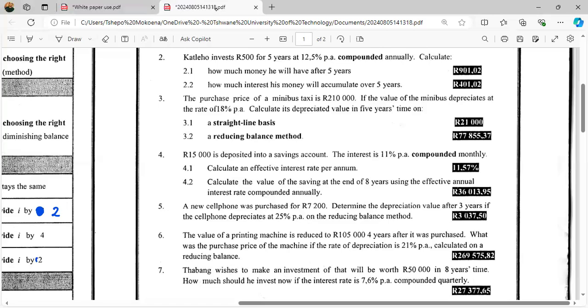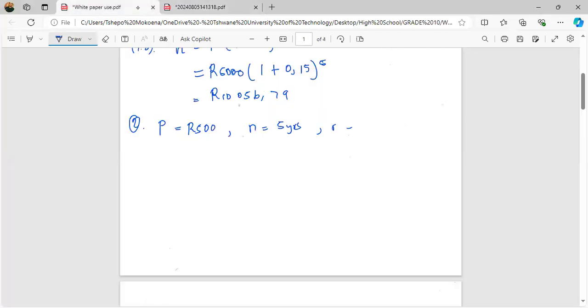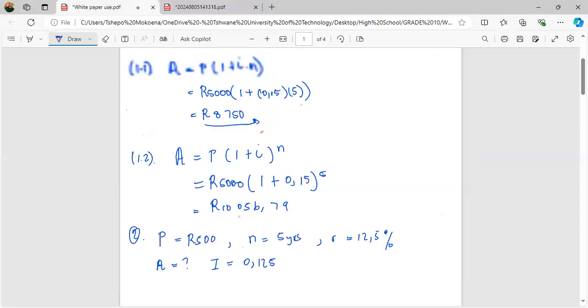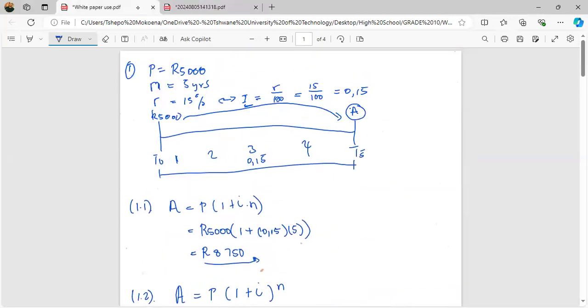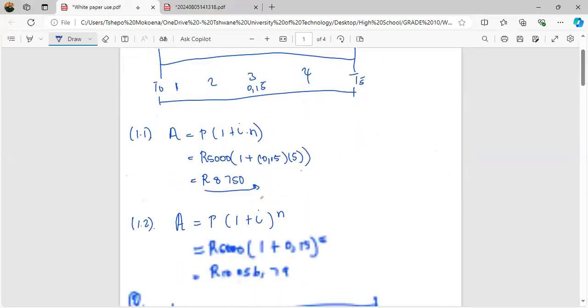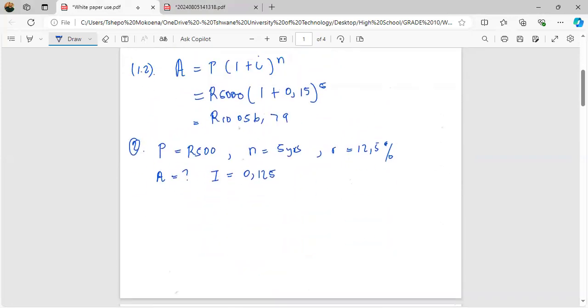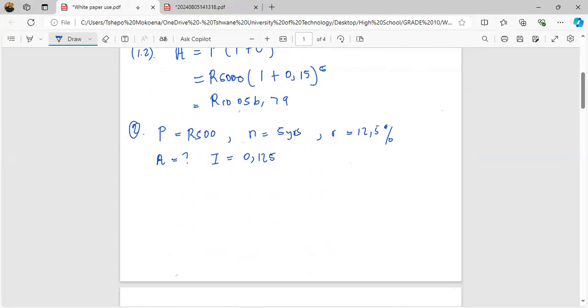So the rate that they decided to give Katlego is 12.5%, for 5 years. So we want to calculate the accumulated amount at the end of 5 years. Remember our I in this case, I don't have to write R divided by 100. You can just say 0.125, which is just like how I showed you over here: R divided by 100, the rate divided by 100. 12.5 divided by 100, you'll get this.